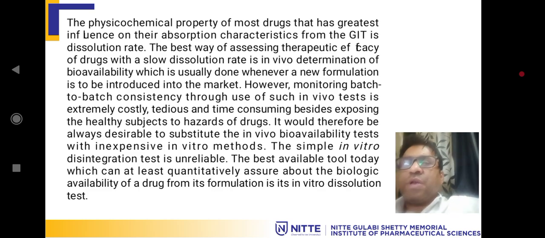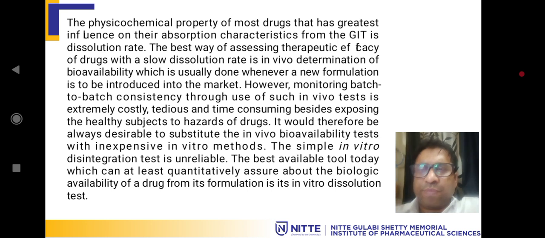The physicochemical property of most drugs has great influence on the absorption characteristics from the GIT, including the dissolution rate. The best way of assessing the therapeutic efficacy of a drug with a slow dissolution rate is the in vivo determination of bioavailability, which is usually done whenever a new formulation is to be introduced into the market.